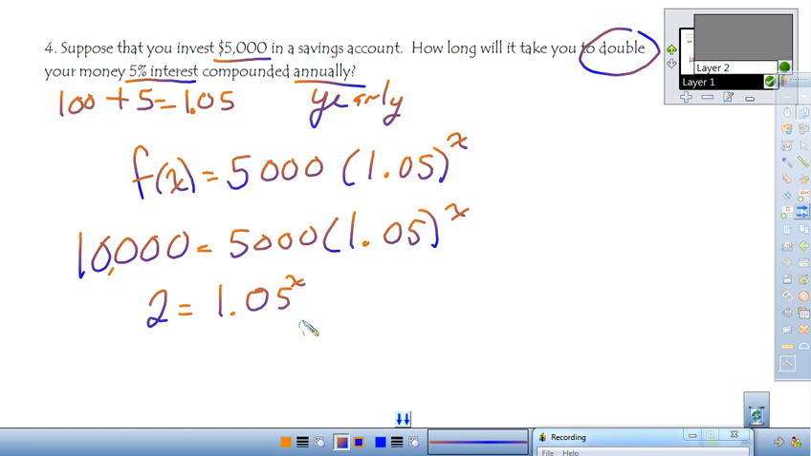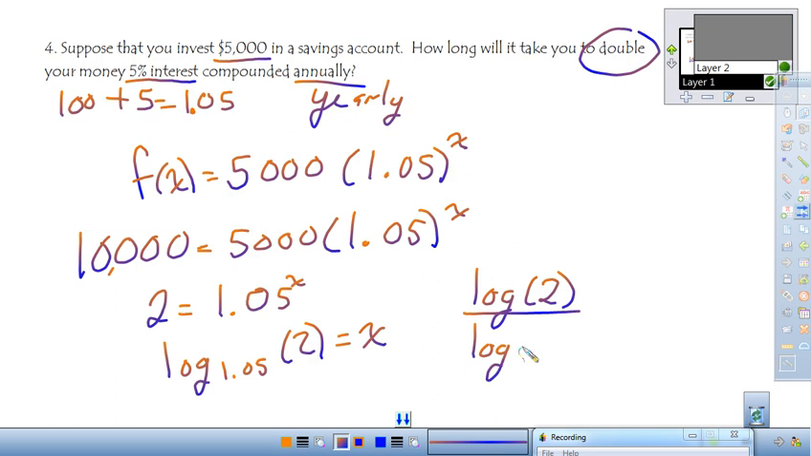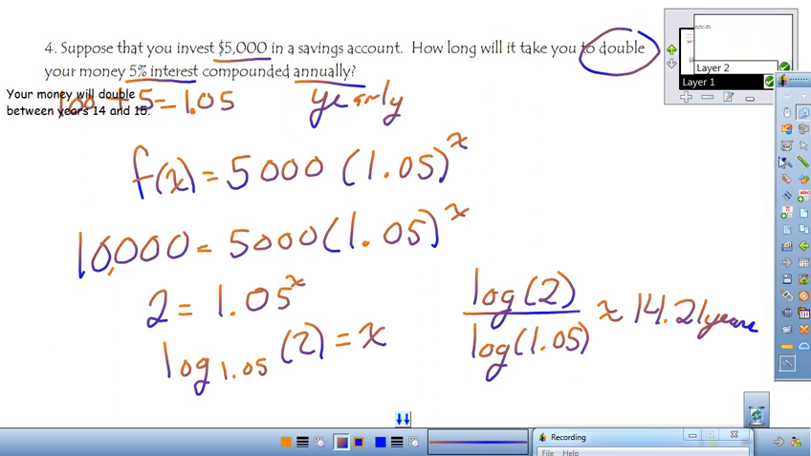Because x is in the exponent, I need to convert it. So this is log base 1.05 of 2 equals x. And then you need to change the base. Log of 2 divided by log of 1.05, and that should give you approximately 14.21 years. Well, since this is happening annually, your answer would look something like this. Our money will double between the years 14.